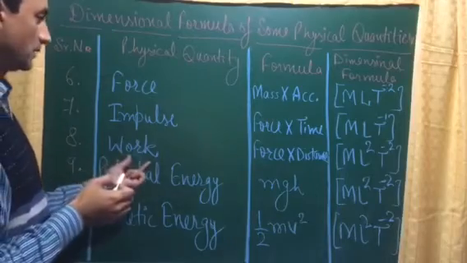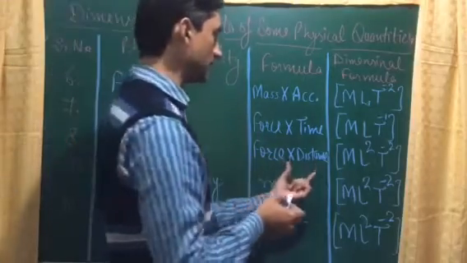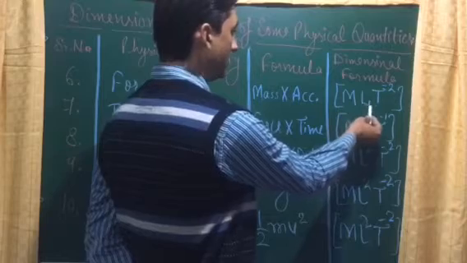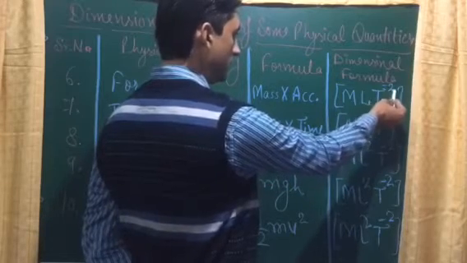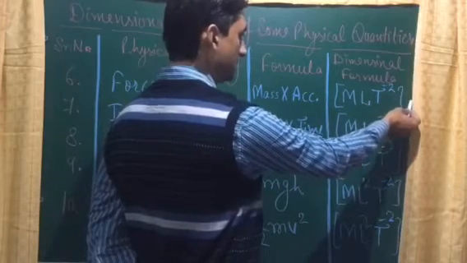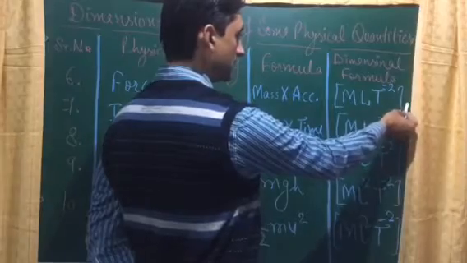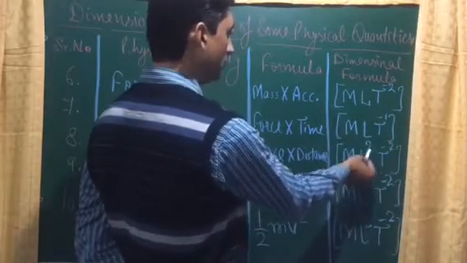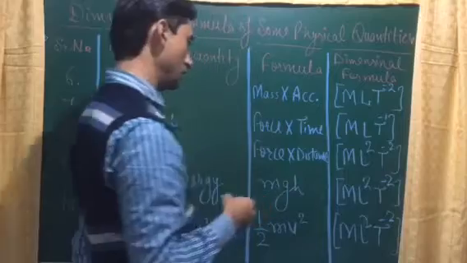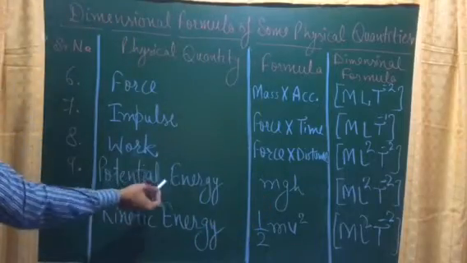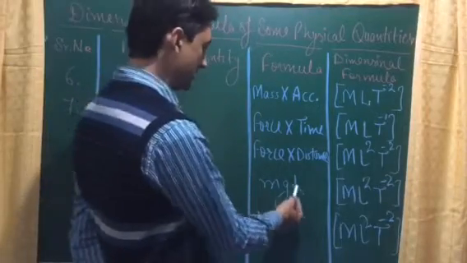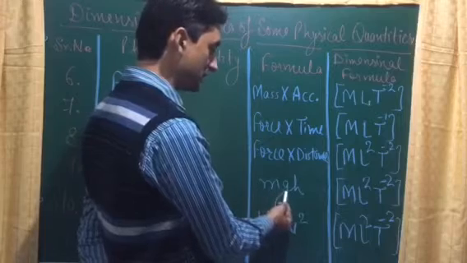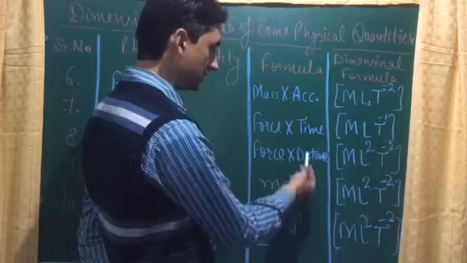Next is work. Work, force into distance. So force is M L T minus 2 into distance. Distance is taken as a length. So M L2 T minus 2. Next is potential energy, mgh, where m is mass, g is acceleration due to gravity, and h is the height, taken as a length.